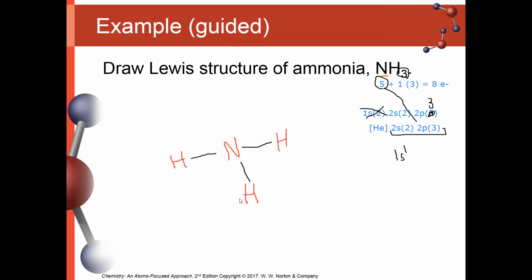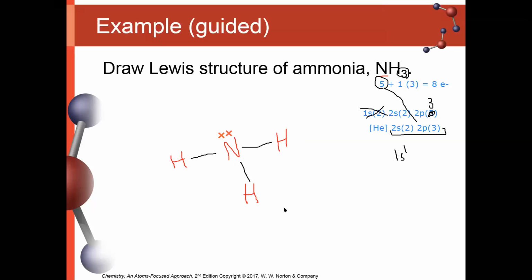Okay, so we've got our hydrogens, we've got our bonds. We haven't filled the octet of nitrogen yet, but we need two electrons because we've got 2, 4, 6 around the nitrogen. Two more will give us the 8 that we're looking for. And so now we've got nitrogen, we've got everybody with an octet.